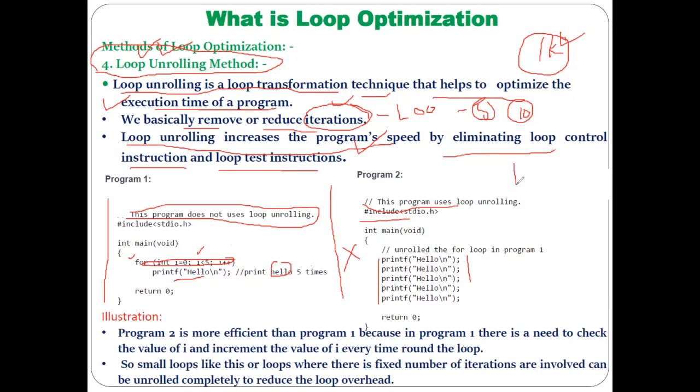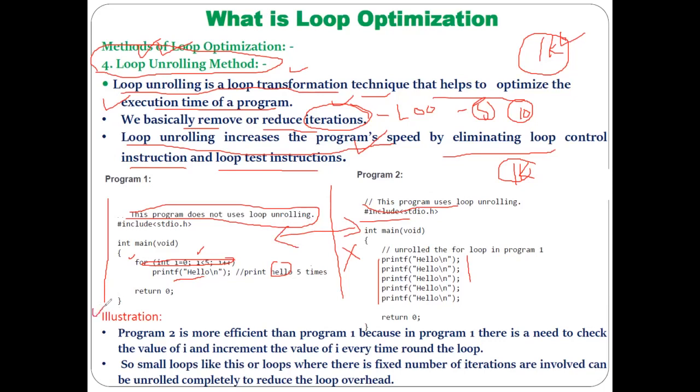But consider that 1000 iterations are required. Is it good to write the print statement 1000 times? What will happen because of that? More space will be consumed, and more time will be required to run the program. Understood? So when the iterations are too large, meaning 100 or 1000, loop unrolling is not recommended. But if the iterations are small, like this example, then loop unrolling is advised. It is a good optimization technique if iterations are fewer.